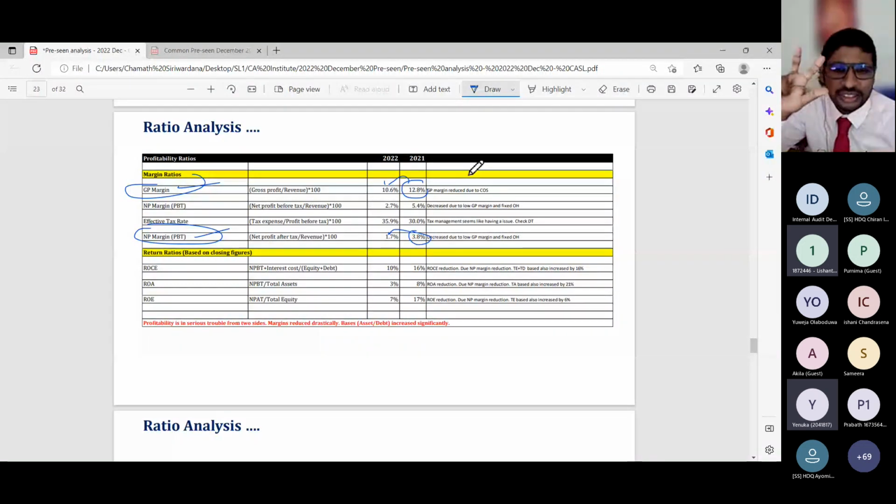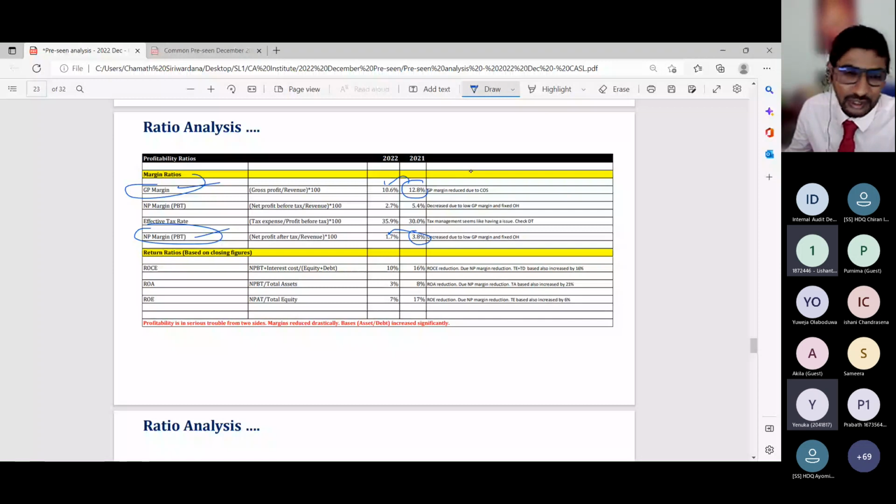So let's say mainly those three reasons have reduced the profit margins, right? Profit margins. And the other thing is the return ratios. So what is happening with return ratios? ROCE reduced, ROA reduced, and ROE reduced. So all the return ratios are also reducing.